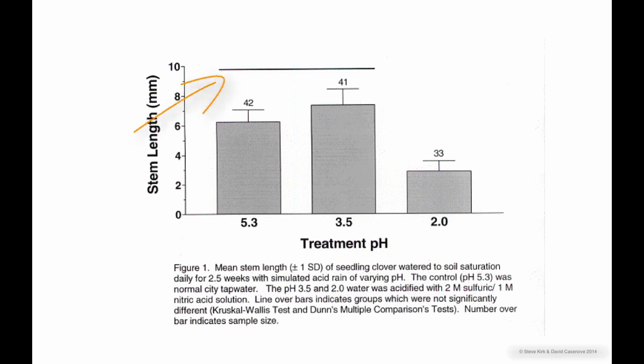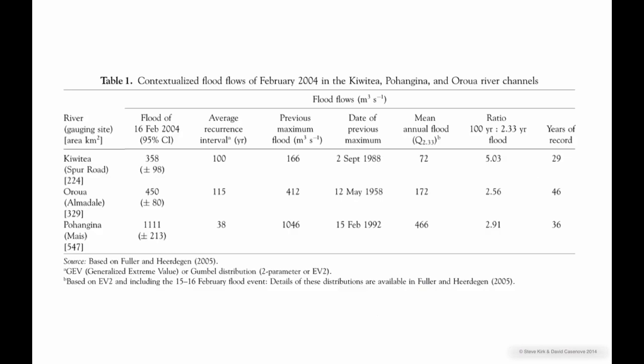Line over the bars, this indicates groups which are not significantly different, and it tells you the statistics test they use. And the number over the bar tells you the sample size, how many clovers there were in each group. So this caption is very clear and explains everything we need to understand this without reading the paper. For figures, the title and the caption comes below, and for tables, the title goes above. And sometimes there is extra information below the table.